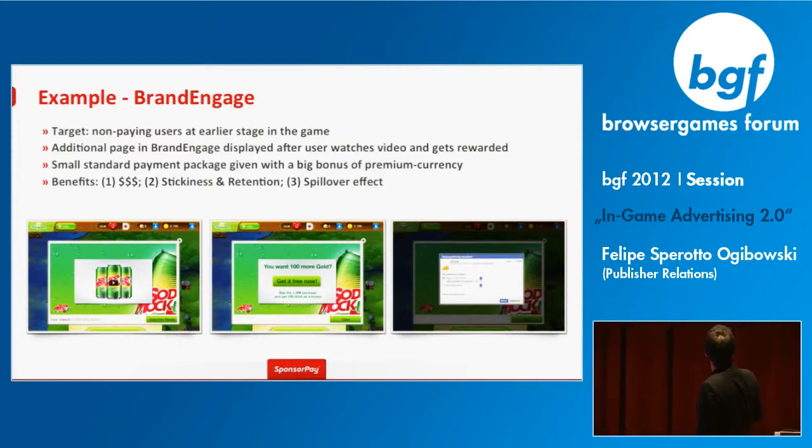And this here, you cannot see very well. But in this specific model or example, the user watches the video, he gets credited immediately, but at the same time, he can click on the button. It's asking him if he wants to get more gold and explaining how he's directed to the payment page. So it's a user that was not paying before.